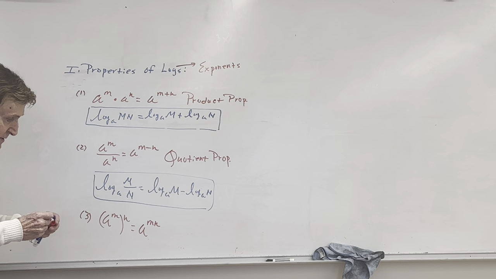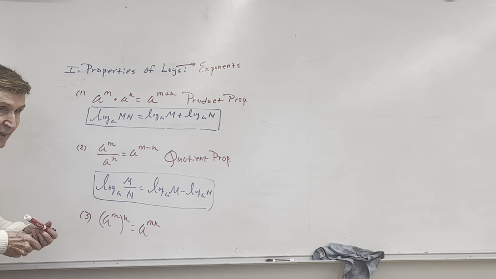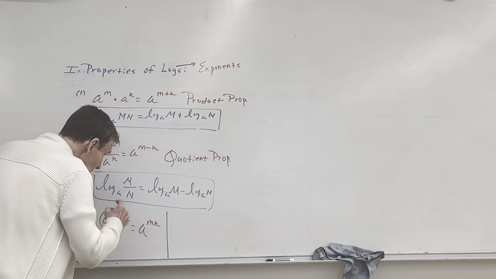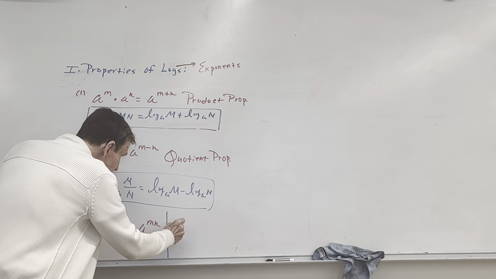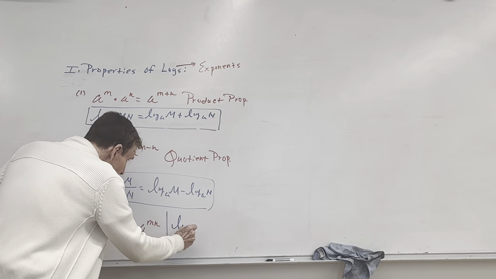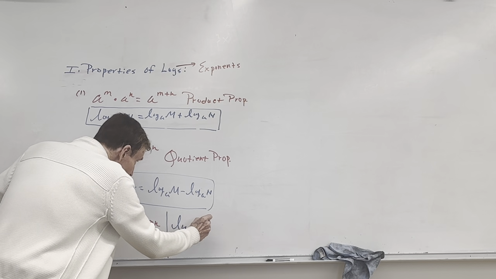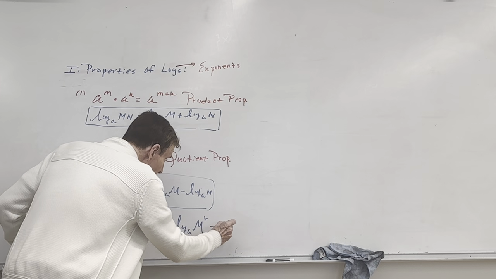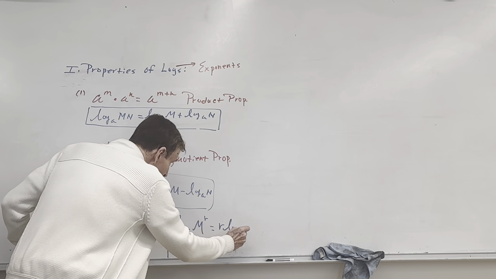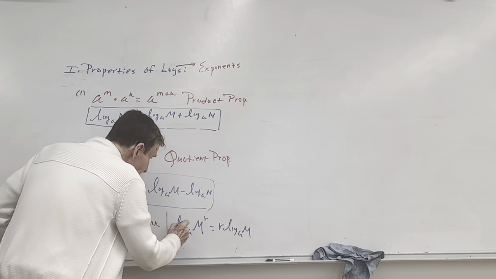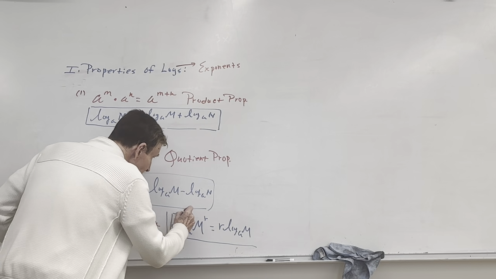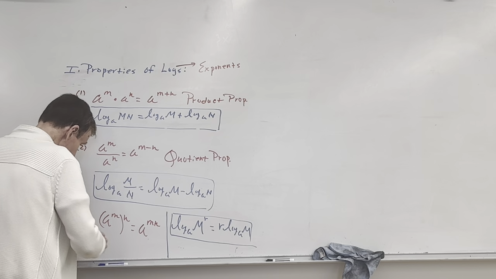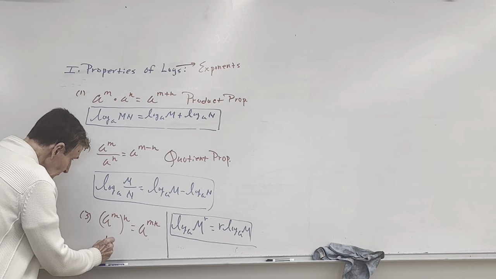Now, when Shane reads to me from the handout what this looks like referring to logs, I'll put it on the side here. Shane, go for it. Log subscript A of m superscript r, oh, they call it r, okay, is equal to r log sub A of m. There you go. We'll call this the power property. Talking about powers here.